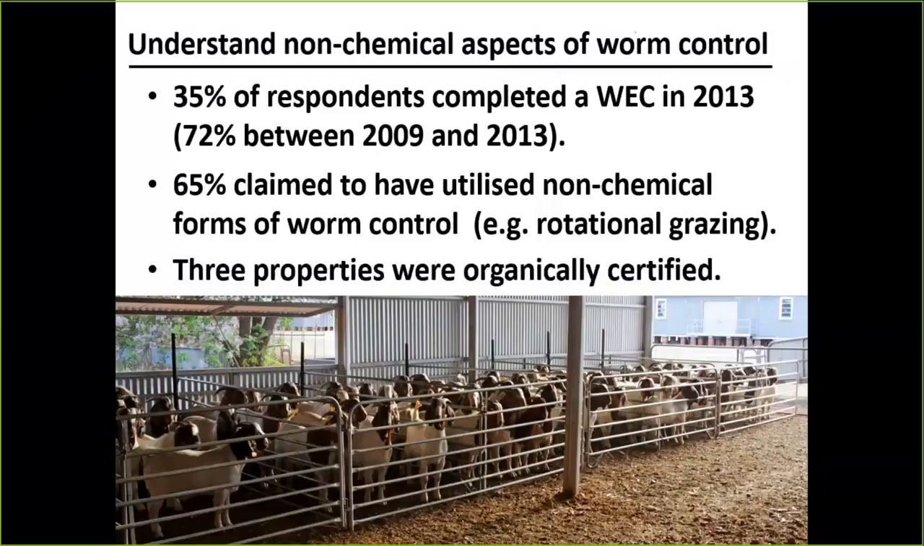And in fact, there were 3 properties that were organically certified. So we're managing to control worms in goats within a system without the need for chemical treatment. So it's possible. It would need a lot of information, understanding, and support. But certainly, if you're not going to go that way and you're still using chemicals, then these non-chemical options can greatly improve your worm control overall. And that's part of your veterinary advice and other advice.